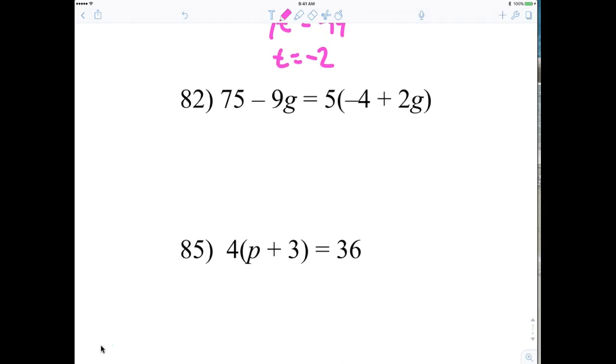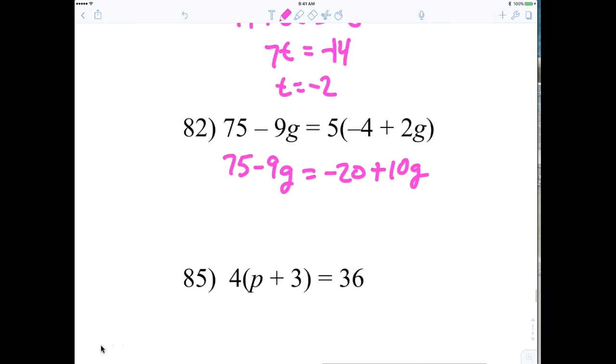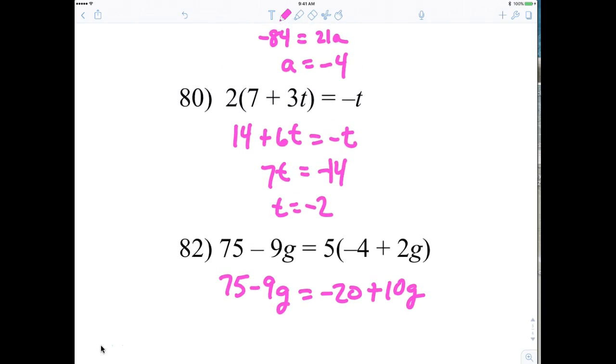A little bit tougher. Now we have 75 minus 9g equals negative 20 plus 10g. Is everybody happy with that? Good. For the top one, how is 14 negative? Okay, good. So watch what I did. Good visual. This moved over here, so that became positive. Then this moved over here, which makes it negative. Oh, so they switch around? Brilliant.